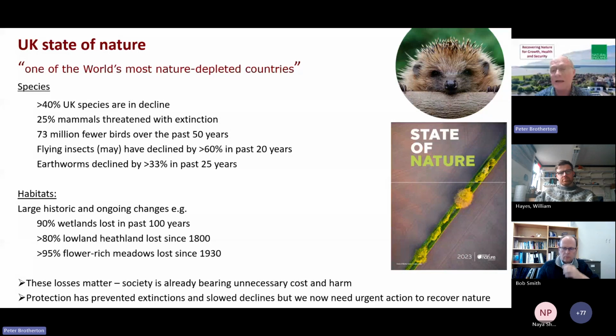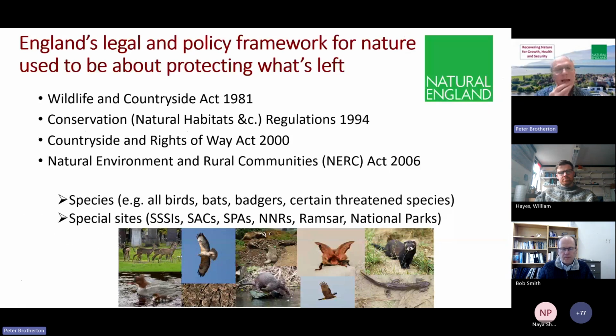We now know of nearly 500 species from fewer than 5 sites, and they've probably been successful in slowing declines. Triple SIs, for example, are a good thing. We know that they punch above their weight in terms of what they contribute, but we need urgent action to go beyond what we've got to recover nature. And that need, I think, is reflected in the shift that we've seen.